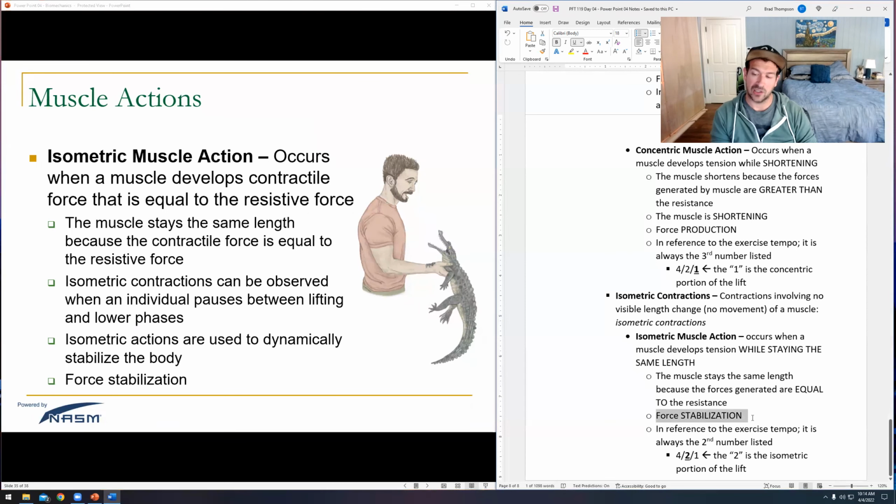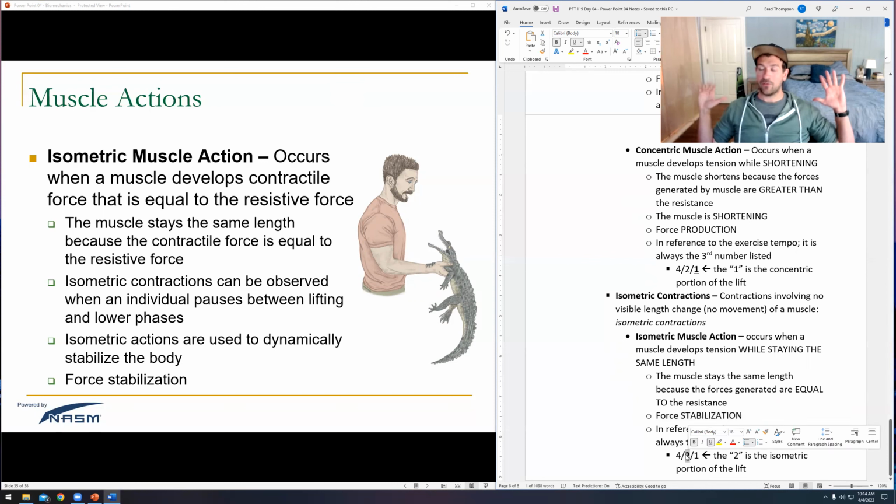Generally, when we think of learning how to stabilize, we're focused on learning how to isometrically contract our muscles. Isometric contractions are going to be our stabilization movements. So in our tempo, we're going to put that in the middle because it is usually in the middle, right? Think about a 4-2-1 tempo, right? I would go up for 1 because that's the concentric portion, down for 4 because that's the eccentric portion, and I would hold for 2, either here or here, and that's going to be the isometric portion.